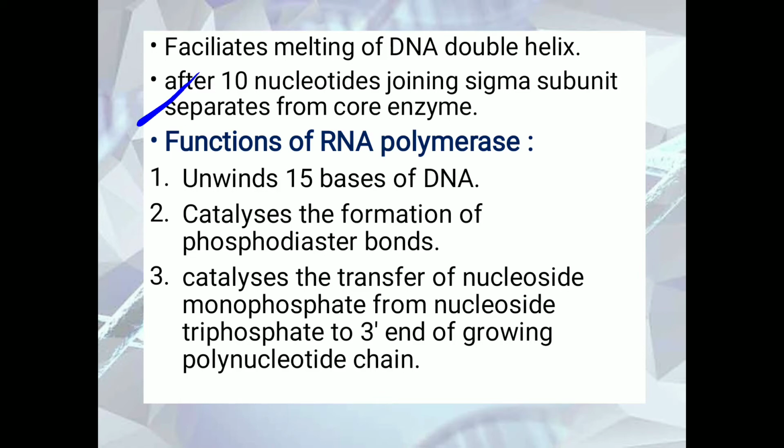RNA polymerase unwinds about 50 bases of DNA around the initiation site to form an open promoter DNA complex and provide a single strand of DNA to act as a template for transcription. The second point is that it catalyzes the formation of phosphodiester bonds. That means RNA polymerase catalyzes the formation of phosphodiester bonds between successive nucleotides of a polynucleotide chain during synthesis of both DNA and RNA. With the sigma factor, it contributes to synthesis of RNA because the sigma factor recognizes the promoter site.